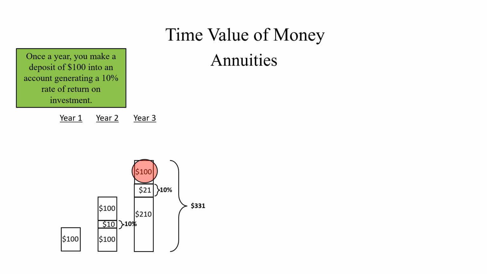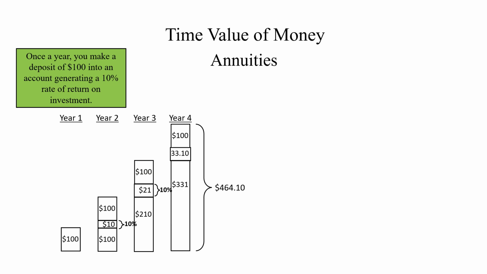Now this $331 will sit in the account and earn 10% interest for the entirety of year four, from the end of year three until the end of year four. By the end of year four, after having earned $33.10 in interest, and after the annual deposit of $100 has been made at the end of the year, there is now $464.10 in the account.